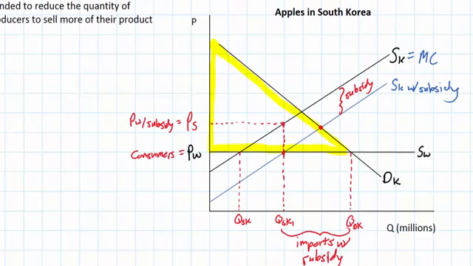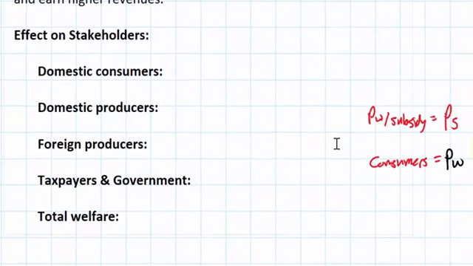In other words, what has happened is that while consumer surplus remains the same, producer surplus increased from a small triangle before the subsidy, which would have been below PW and above domestic supply, to now a larger triangle all the way up to PS and out to QSK1. So the producer surplus has notably increased in the market for apples in South Korea. There has been an increase in total welfare between consumers and producers.